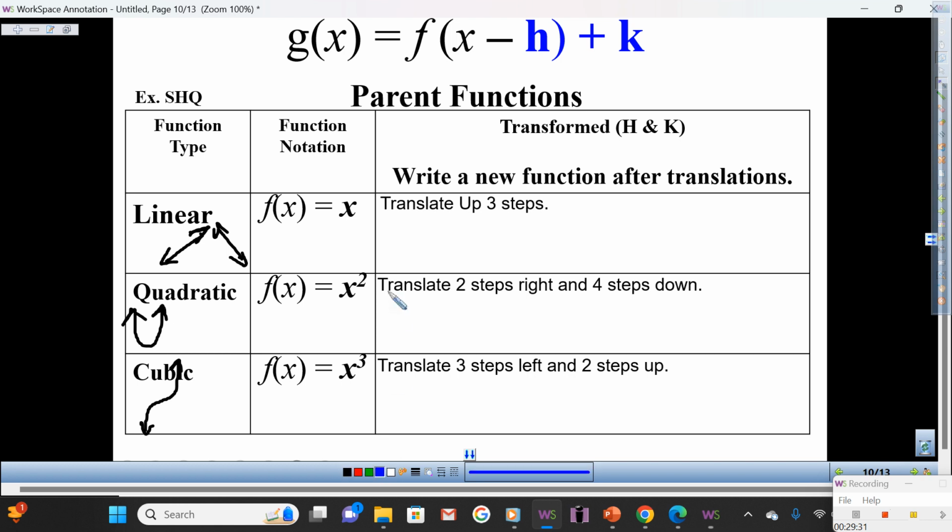So, we no longer write f of x, because we're doing a transformation. What do we write now? Well, we write our rule. Let's write our rule. G of x equals f of x minus h plus k.